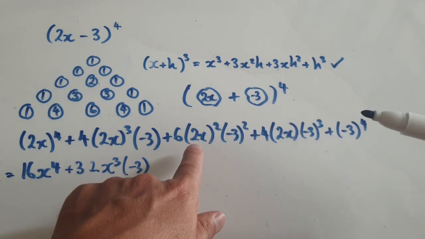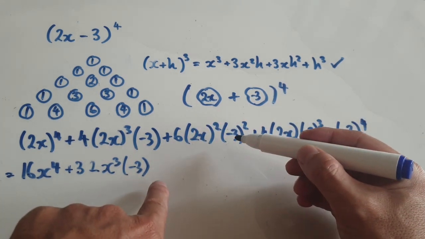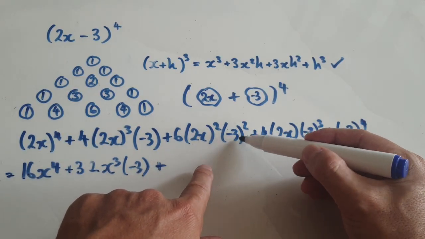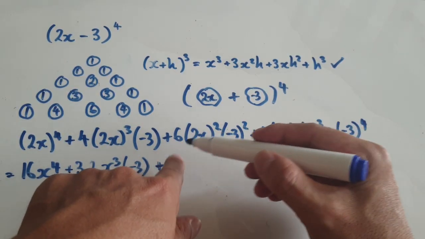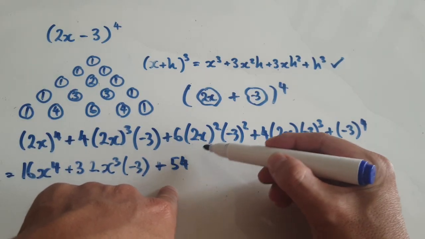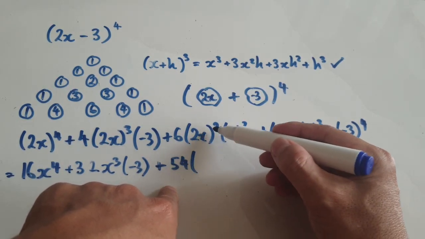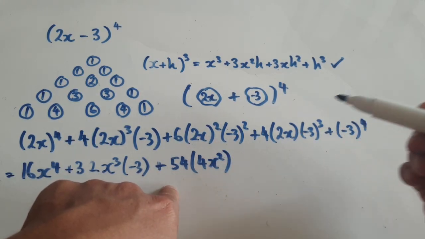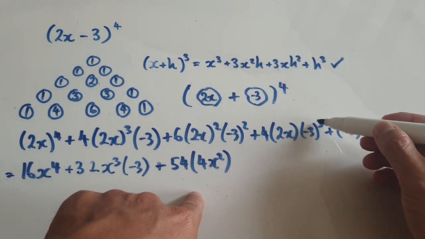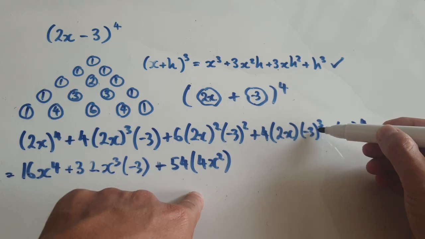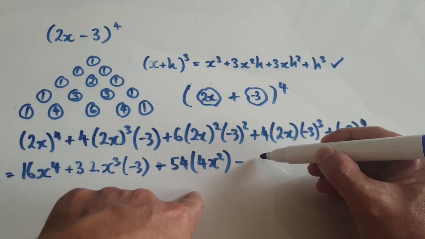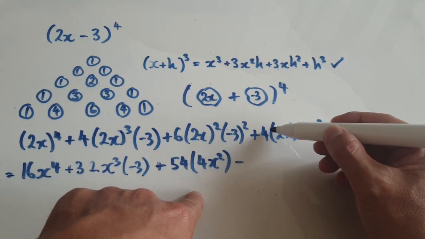And then now this one here, clean this up. This here would be 9 times 6 would be 54. And then this thing here, when you square this, it would be 4x squared. And this thing here would be negative 27. So negative, take it out. So that negative 27, and then merge these two together.